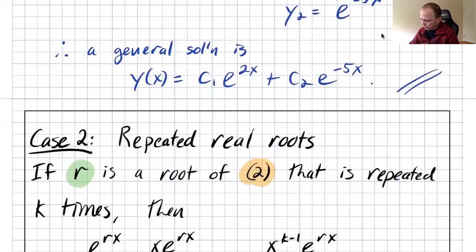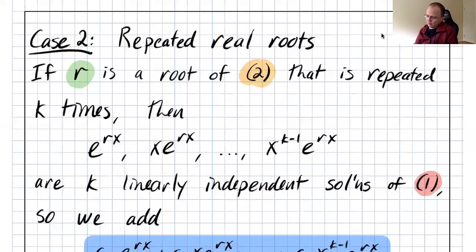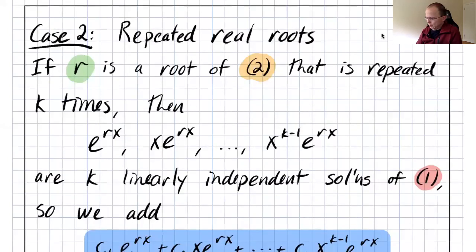Okay, so the first thing that could make it a little bit more complicated is if we have a repeated real root. So imagine that we have a root r, so one of the n roots that is repeated k times. So then what do we do? Well, we can't just have e to the r k times because that's clearly linearly dependent, right? That would give us a bunch of redundant solutions. So we don't do that.